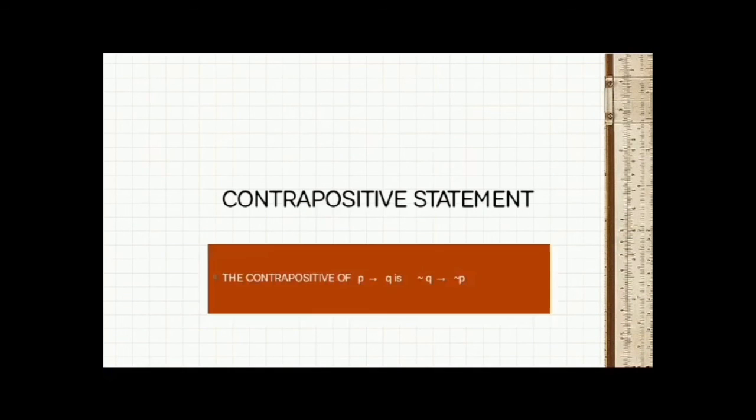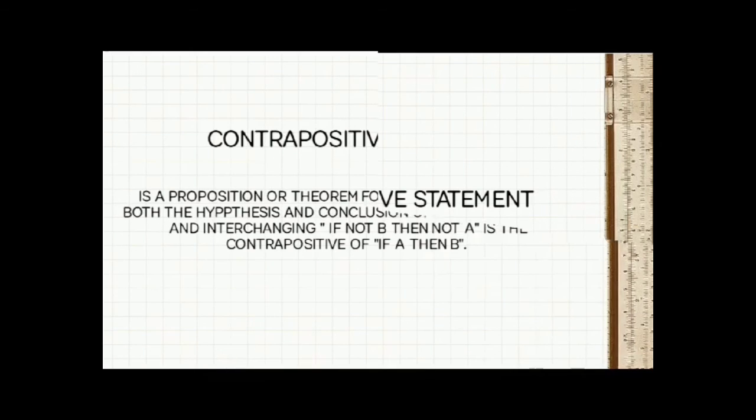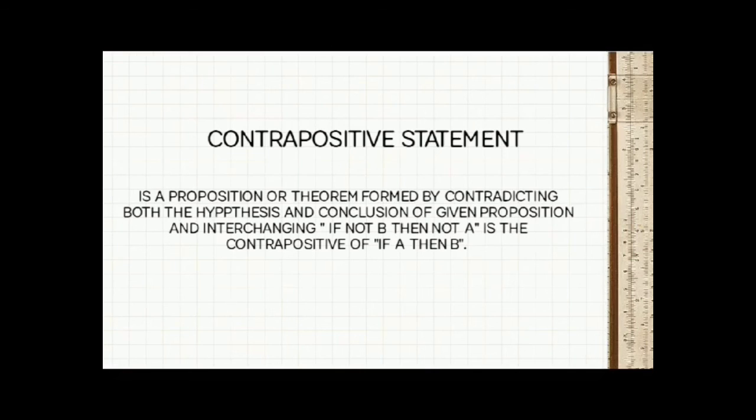On the other hand, the contrapositive of P then Q is formed by negating both the antecedent P and the consequent Q and interchanging this negated statement. The contrapositive statement is a proposition or theorem formed by contradicting both the hypothesis and conclusion of a given proposition or theorem and interchanging. If not B, then not A is the contrapositive of if A, then B.